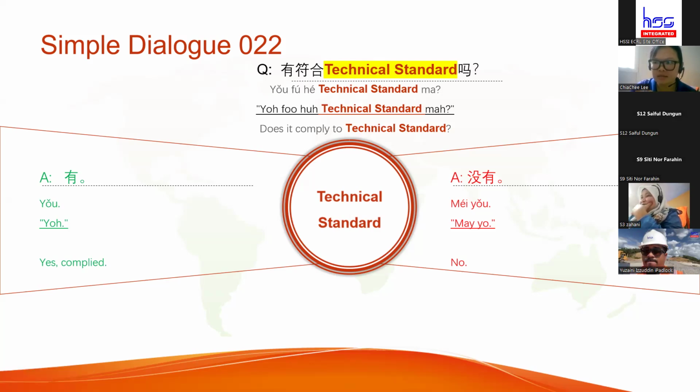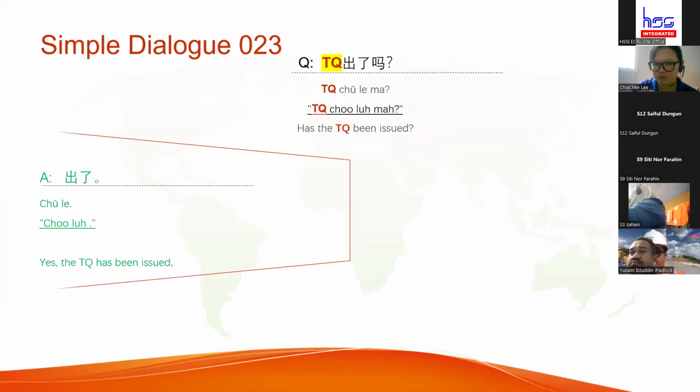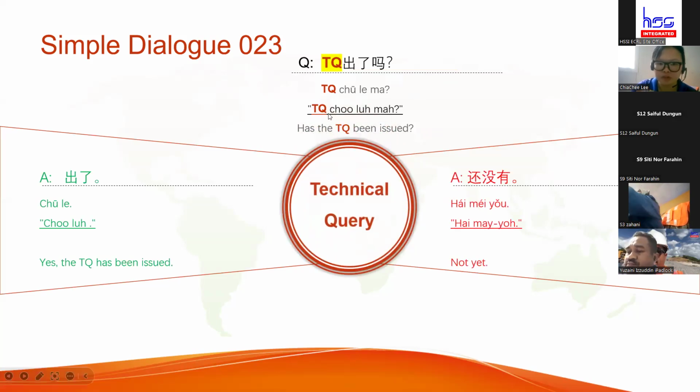So technical standard more likely would be like different country standard, like Malaysian standard, California standard, and so on, or Chinese standard like that. So we check this question when we read the drawing. 有符合 technical standard 吗? Positively, they may answer yes, comply. 有. Or negatively, 没有. When there is none or there's negative response, we have to check further.